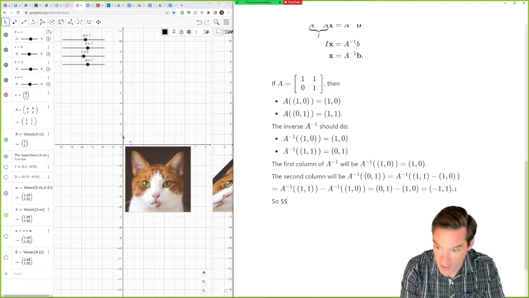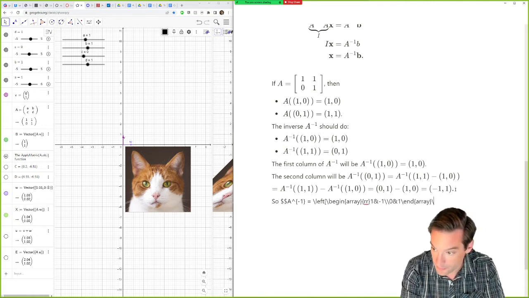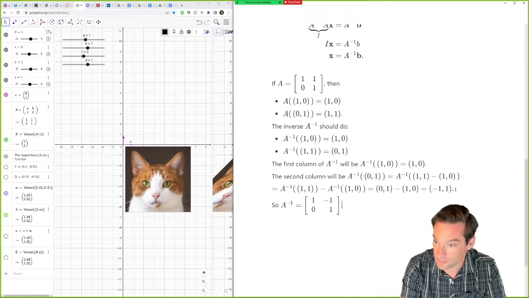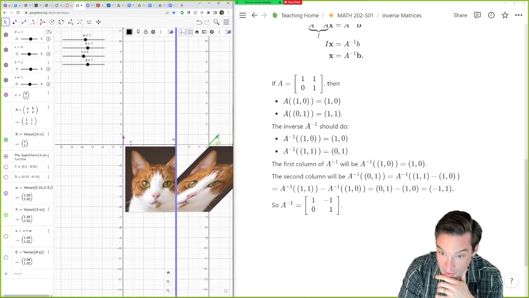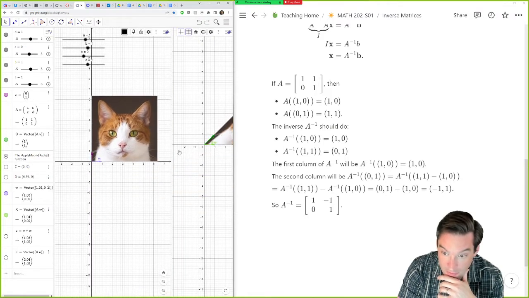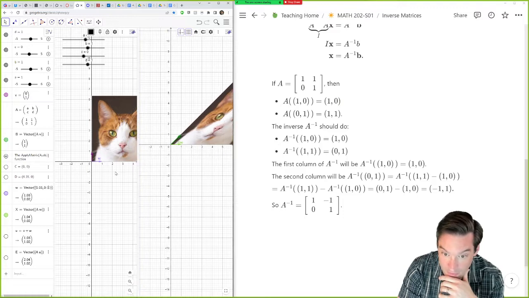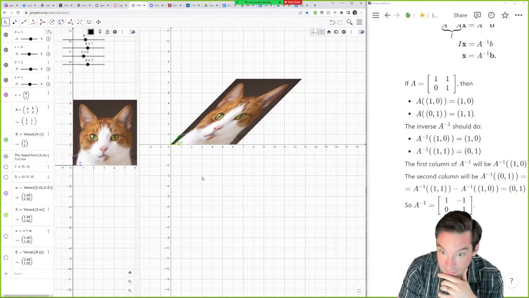And so we now have all of the entries that we could want. A inverse as a matrix is going to be, the first column is (1, 0). The second column is (-1, 1). So it's [1, -1; 0, 1]. And there then is a matrix for the inverse of this linear transformation. So just for kicks, let's see what geometric properties that inverse might enjoy.